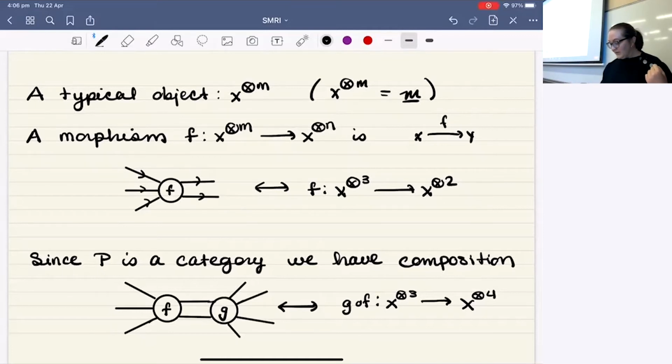So here, I'm replacing the object, decorating all my edges. So this is going to be X tensor 3 to X tensor 2, and the vertex there is F. So you replace your morphisms with vertices. And this is a nice way to work with props.